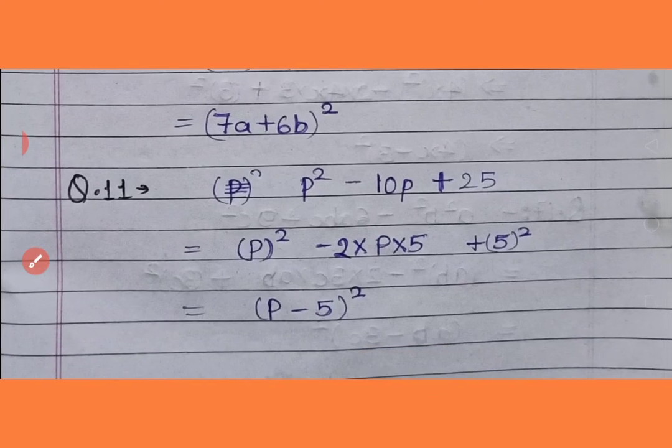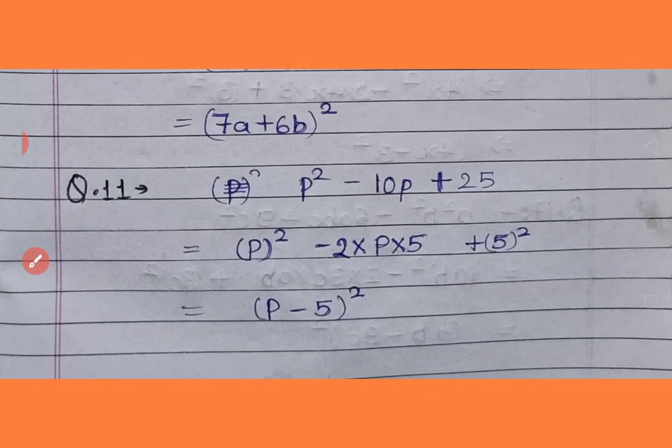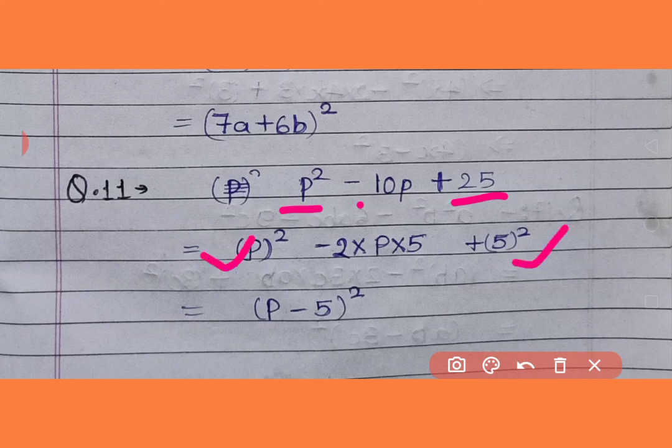Now in question number 11, from here a minus b whole square term will start. So we have to be careful to understand. P square minus 10p plus 25. Here minus is given and minimum two terms are a perfect square, as 25 is the perfect square of 5 and p square is always a perfect square. Now it will break into the form of 2ab.